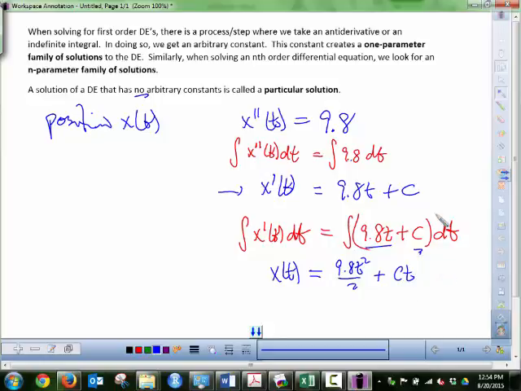But I'm integrating this. This is another indefinite integral, so I need to come up with another constant. I can call that d, or maybe I'll just call the first arbitrary constant c1, and then call the second arbitrary constant c2. So now I have a two-parameter family of functions, and the parameters are based on the arbitrary constants that came up when you were doing the antiderivative, the indefinite integral. So we would call this a two-parameter family of solutions.